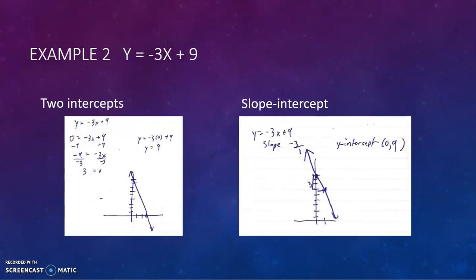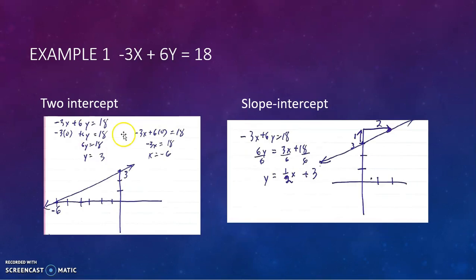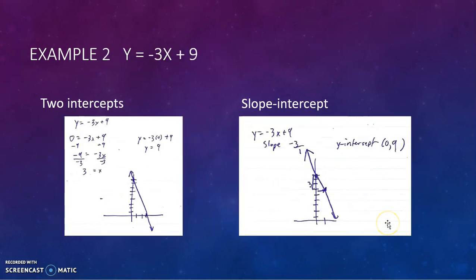Okay, second thing. Oh, by the way, I want to come back here. This thing, in my mind, if it's in this format, call it a general format, or some people call it a standard format. In my mind, 2 intercepts works really nice if it's in this format. Now, this format, which is called the slope-intercept format, if it's in the slope-intercept format, the slope-intercept method works really well. So let's go through slope-intercept first.